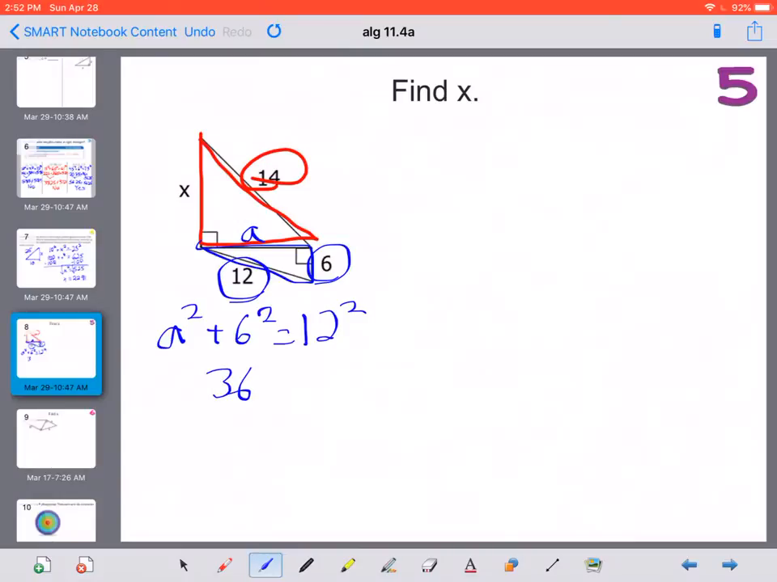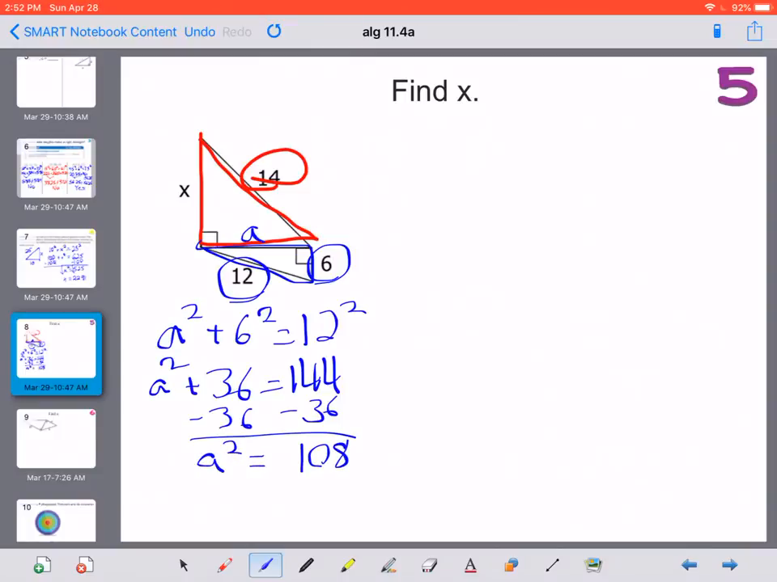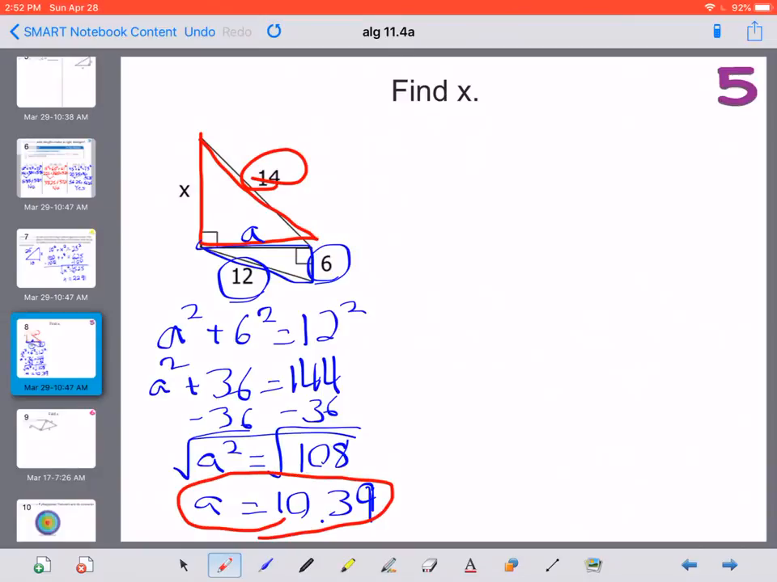I'm trying to find my a here. So we get 36 equals 144. I'm going to subtract 36. So 144 minus 36 is going to give me 108. Now I just need to find the square root of both of the sides, and we get a equals square root of 108, which is 10.39. Now that I know what A is, now I can use that 10.39 to find the side of the other triangle.